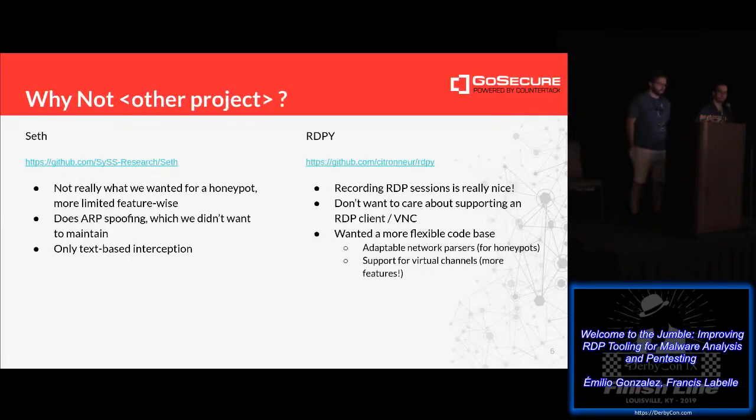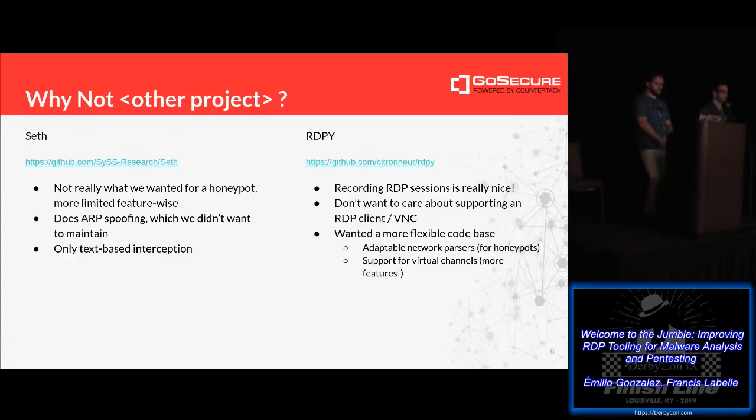So some people who know RDP a bit more might wonder why not this project or that project. We've identified two projects that were somewhat similar to what we built, but still different. The first one is Seth. What Seth does, it ARP spoofs the network and intercepts RDP connections to basically gather credentials and possibly inject commands as well. It's a CLI tool, so it's way more limited. It's not what we wanted for a honeypot. And it does the ARP spoofing, and we really didn't want to maintain that for that specific project.